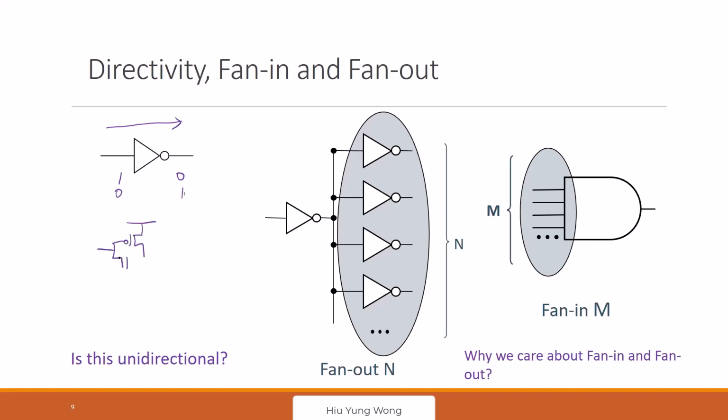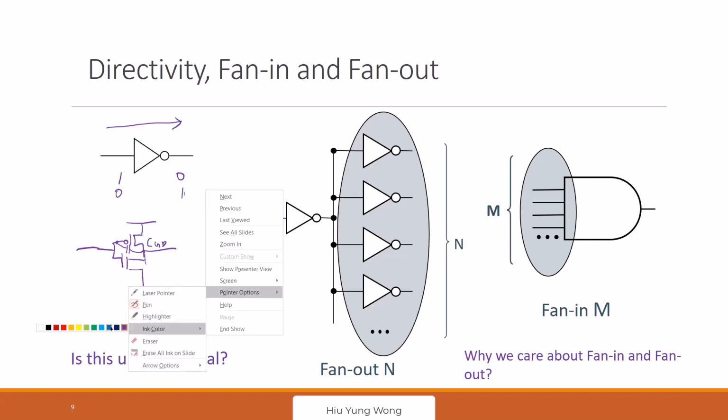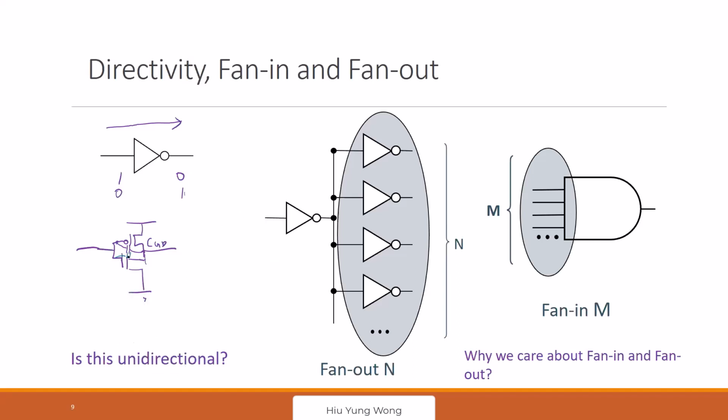If I implement it with CMOS logic, is this unidirectional? Well, I have a capacitor from the gate to the drain, CGD, for both the NMOS and PMOS. I don't draw it well. So the signal can couple back.